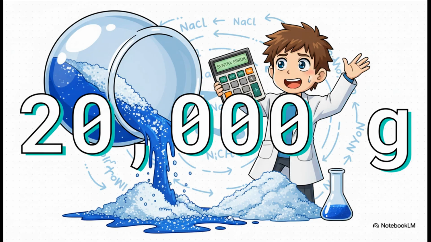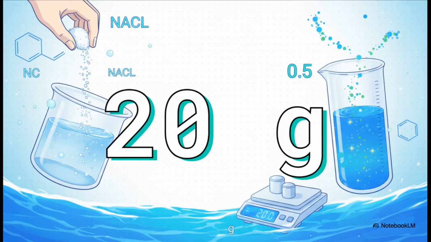If you just grab your calculator and multiply 40 by 500 without converting anything, you get 20,000 grams. I mean, think about that for a second. 20,000 grams is 20 kilograms. You're telling the examiner you have 20 kilos of salt in a standard lab beaker. That's 1,000 times too large. The actual correct answer is just 20 grams, which we only get by matching our volume units properly. 20 grams is a completely reasonable normal amount of salt to dissolve in half a liter of water.